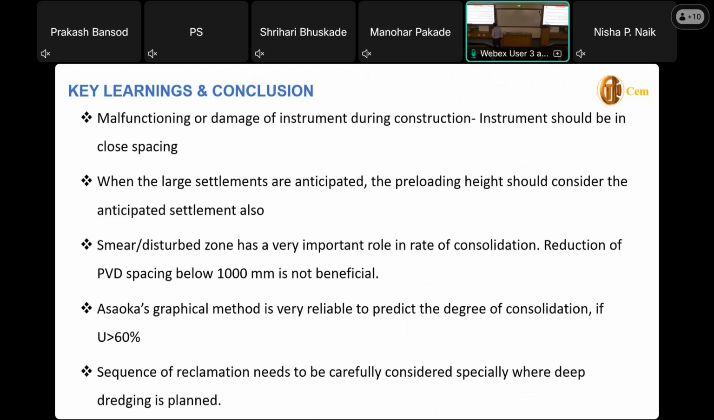Asaoka and the other methods, we said, are very good, reliable predictive methods, but the degree of consolidation is a good prediction in case it is achieved at least more than 60%.